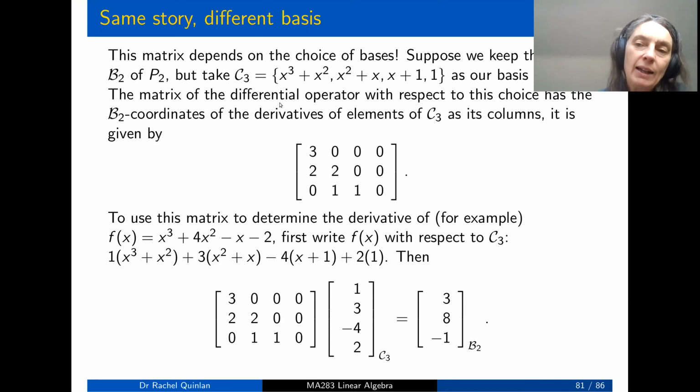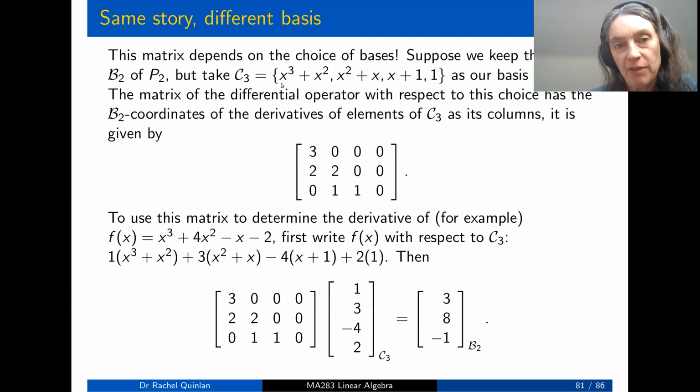Okay, so if you want to calculate the matrix of the differential operator with respect to this choice of basis for P3, along with the same original choice for P2, then you have to do things just slightly differently. What we should have in the columns of our matrix are the coordinates with respect to B2 of the derivatives of the elements of C3. So the matrix of the differential operator with respect to this choice should have the B2 coordinates of the derivatives of the elements of C3 as its columns.